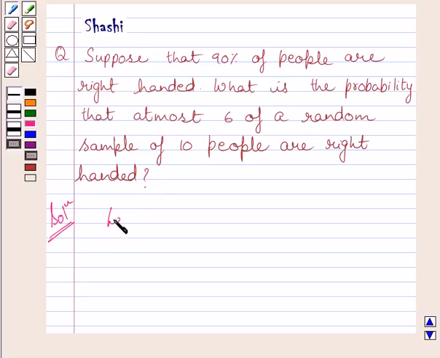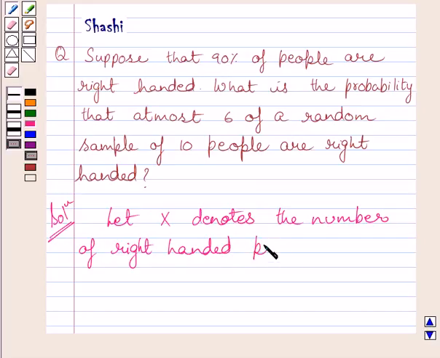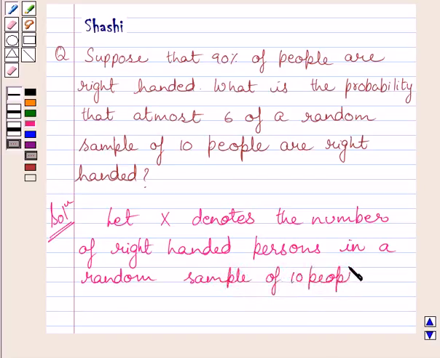First of all, let us assume that variable x denotes the number of right-handed persons in a random sample of 10 people. Now we know out of 10 people, each person can be right-handed or left-handed.